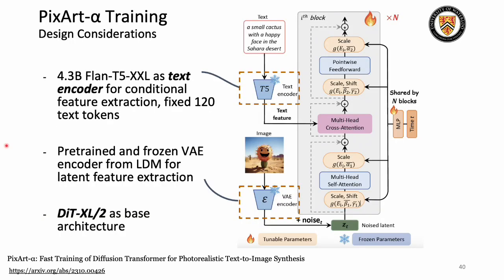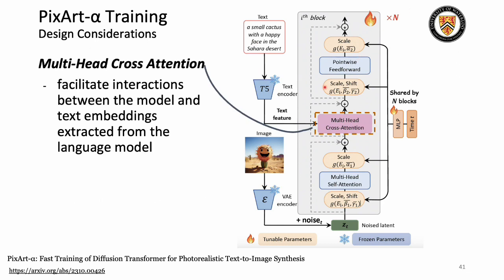So here are some design considerations presented in this paper. It uses the DiT XL2 as the base architecture and 4.3 billion Flan T5 as the text encoder for conditional feature extraction, and also a pre-trained and frozen VAE encoder from latent diffusion model for latent feature extraction. And here within the DiT block, multi-head cross-attention is used to facilitate interactions between the model and text embeddings extracted from the language model.